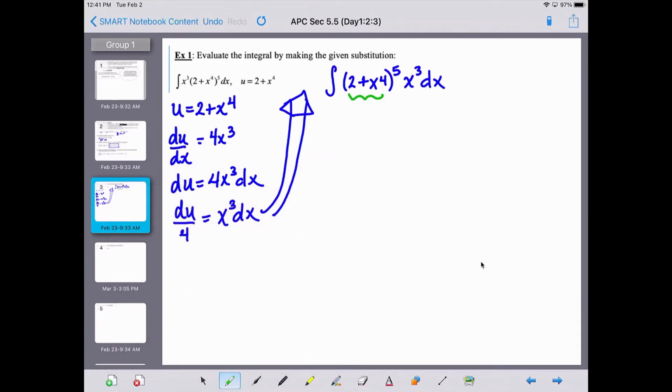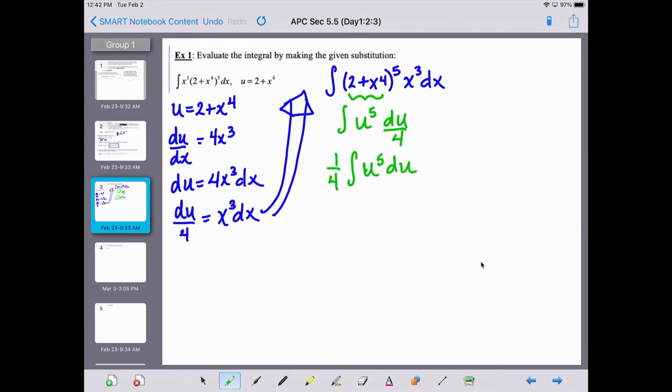My 2 plus x to the 4th, that's my u. So I'm going to have the integral of u to the 5th. And then my x cubed dx is going to be equal to du over 4. But again, I can bring that 1/4 in front of the integral, because it's divided by 4. And I can write this as 1/4 times the integral of u to the 5th du.